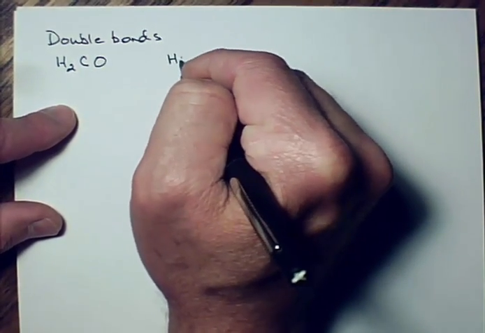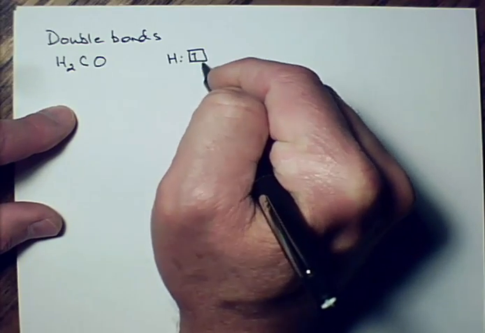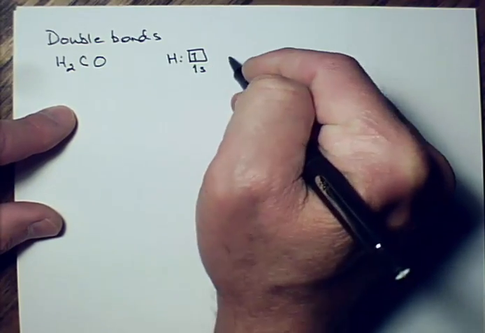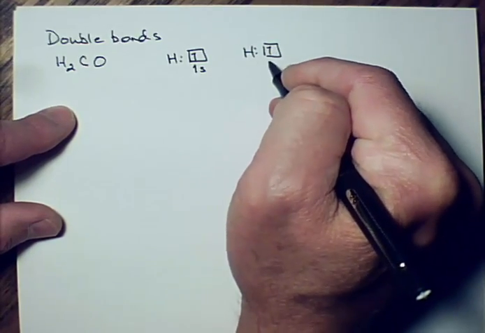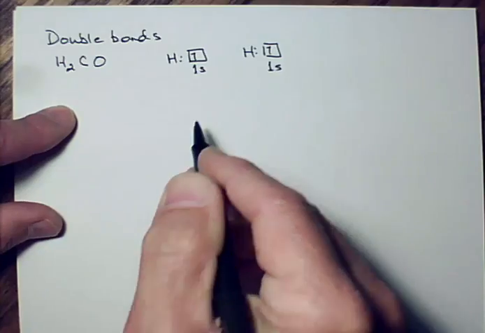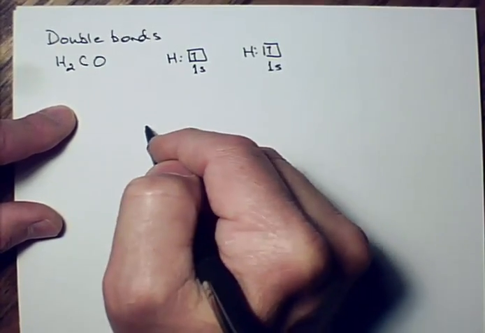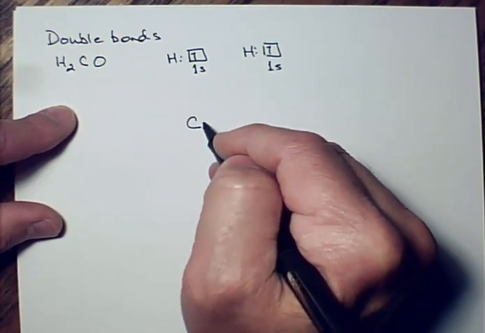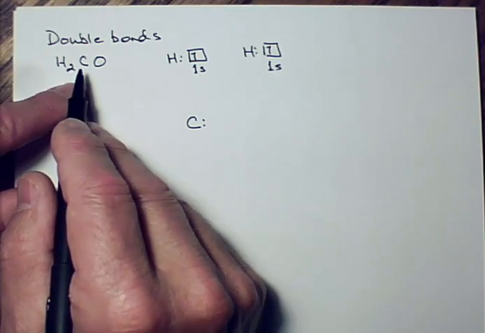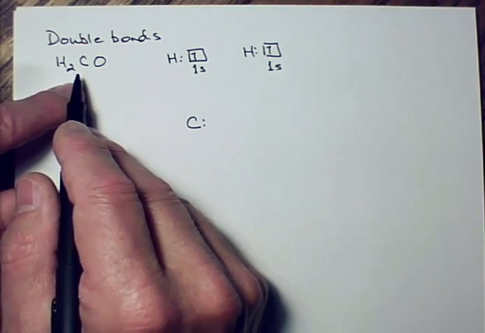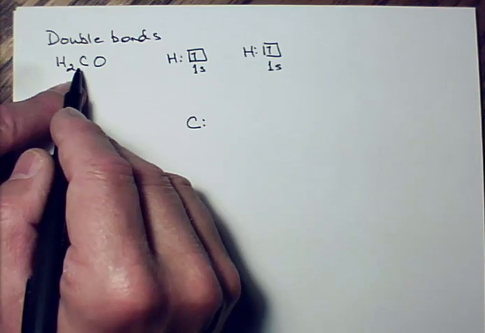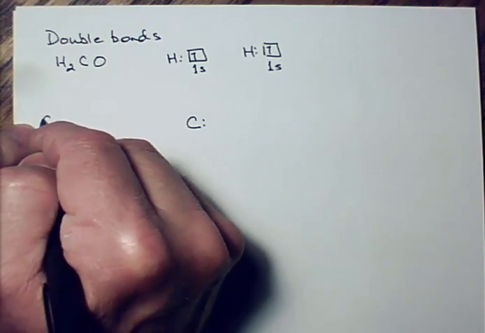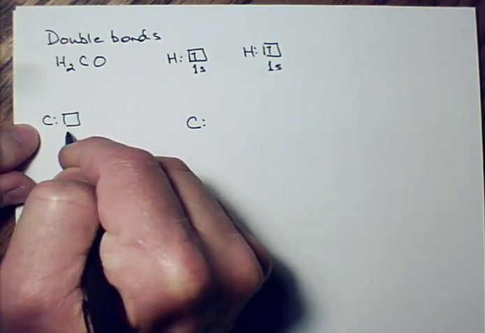So hydrogens, remember, have only 1 electron. So both the hydrogens have just 1 electron. The carbon has 4 electrons in the valence level, but we need to hybridize the carbon to sp2, not sp3. So let me start over here with the unhybridized set.